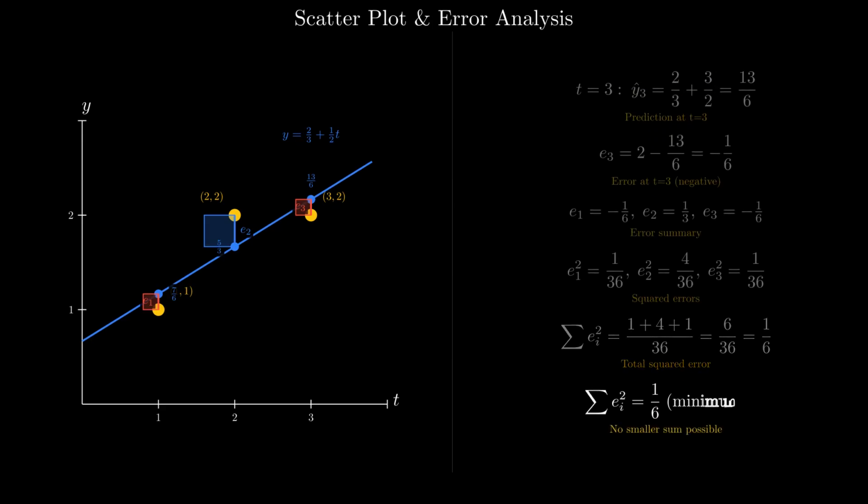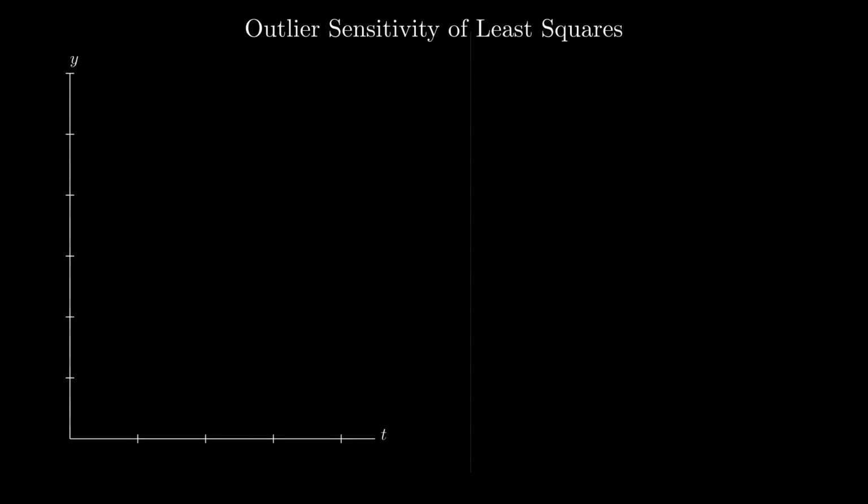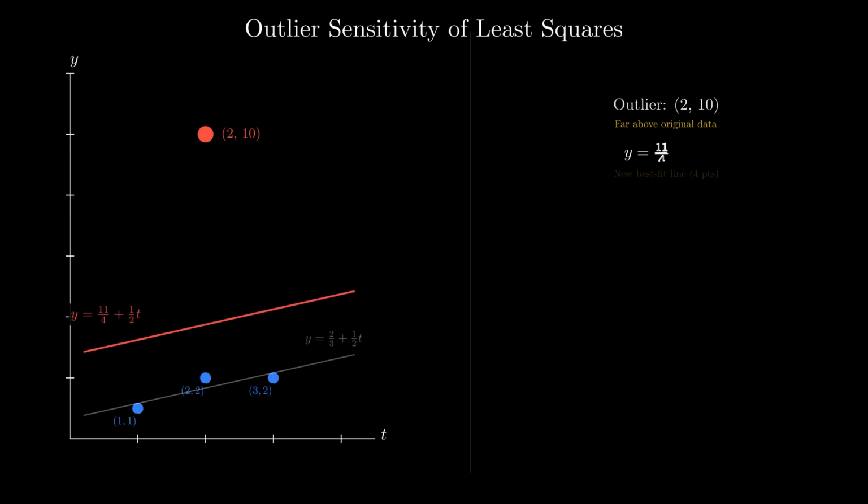No other line achieves a smaller sum of squared errors. Now let's see the vulnerability that comes from squaring. We add a single outlier at the point 2, 10, far above the original data. Watch what happens when we recompute the best fit line using all 4 points. The line lurches upward toward the rogue point. This happens because squaring amplifies large errors disproportionately.